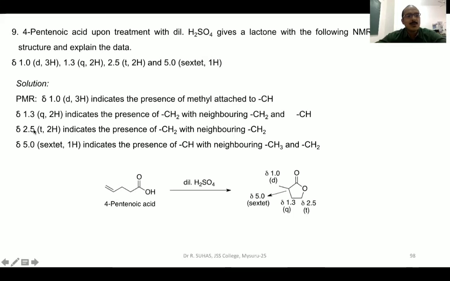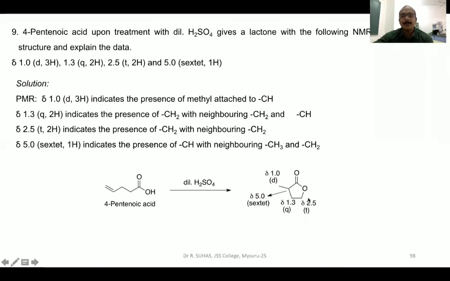Next is delta 2.5, triplet, 2H. 2H indicates the presence of CH2 with another neighboring CH2 because it is a triplet. The last is delta 5, sextet, 1H. It indicates the presence of CH, whereas the neighbors should have more hydrogens. That is, it should be 5: CH3, CH2, 5. 5 plus 1 is 6. That's why it is sextet.